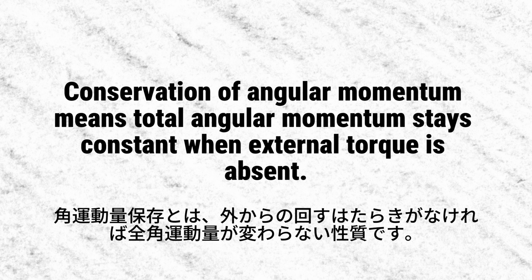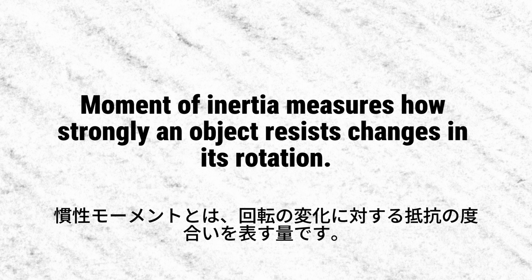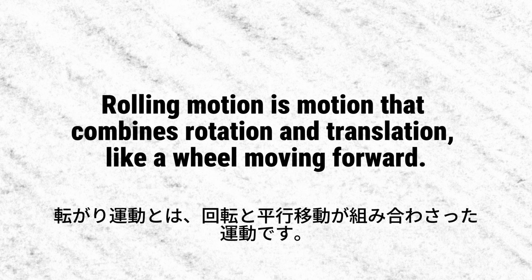Conservation of angular momentum means total angular momentum stays constant when external torque is absent. Moment of inertia measures how strongly an object resists changes in its rotation. Rolling motion is motion that combines rotation and translation, like a wheel moving forward.